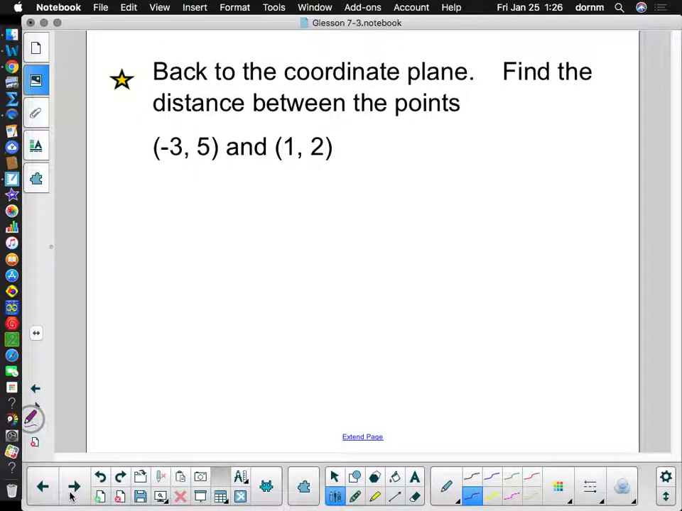Okay, back to the coordinate plane. Find the distance between 2 points. I want to spend a fair amount of time today looking at the coordinate plane examples because that's where people run into some difficulty. When I give you 4 points in the coordinate plane, you have to prove to me it's a parallelogram.